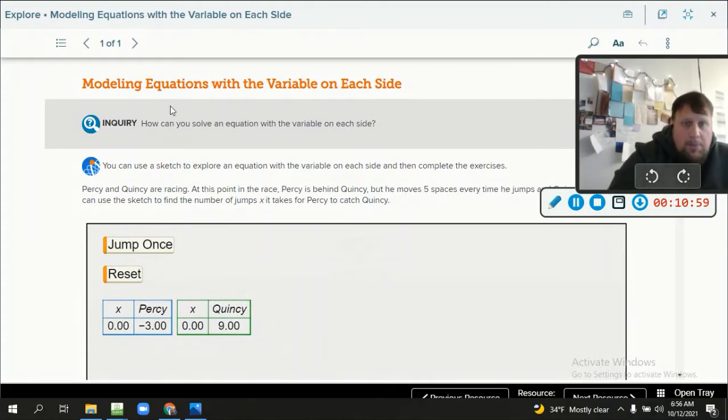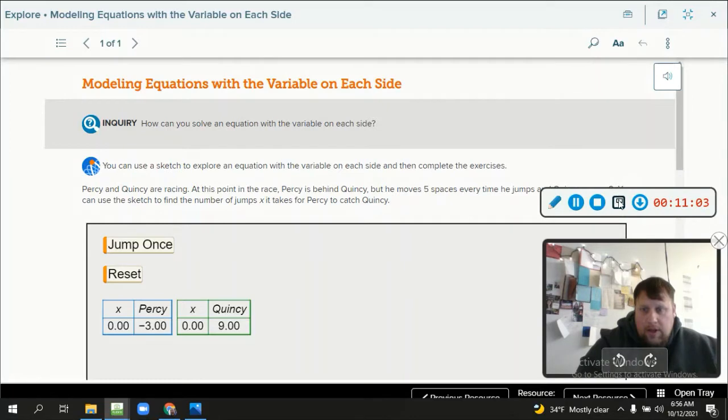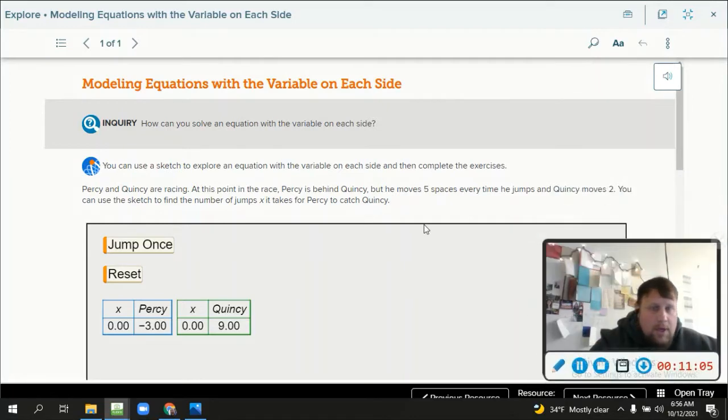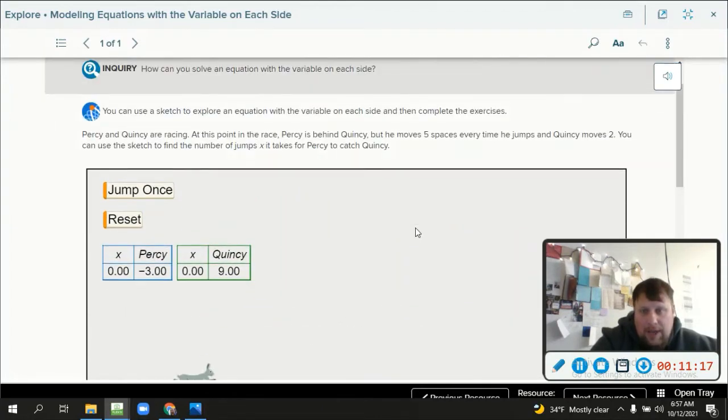So we're talking about modeling an equation. It says you can sketch and explore an equation with a variable on each side and then complete the exercise. Percy and Quincy are racing. At this point in the race, Percy is behind Quincy, but he moves 5 spaces every time he jumps, and Quincy moves 2. You can use the sketch to find the number of jumps X it takes for Percy to catch Quincy.